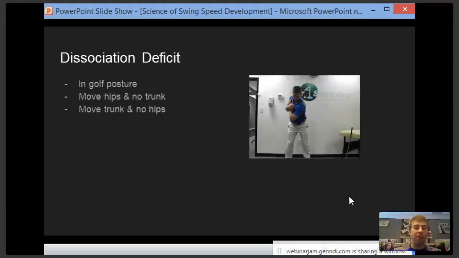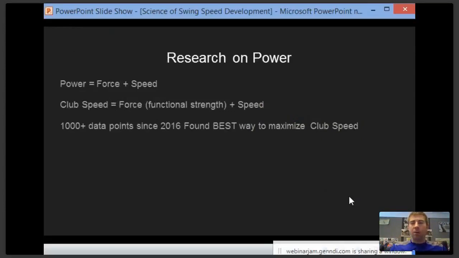The final test, if you do pass all of those, is the dissociation deficit, so that's the ability to separate upper body and lower body. If I come up standing, am I able to keep my hips still while I rotate my upper body, or keep my upper body still while I rotate my hips? That helps in terms of creating separation as we get into the actual downswing and creating X factor, those sorts of things. So that'd be kind of the icing on the cake test to look at. So that covers the big 3.